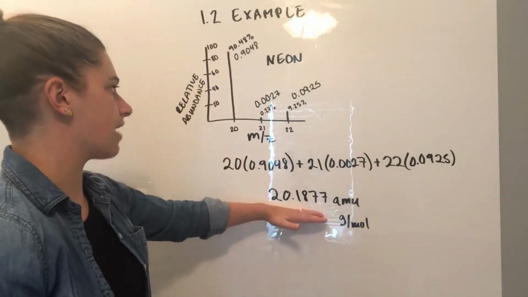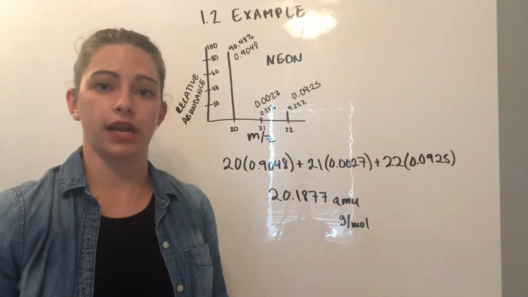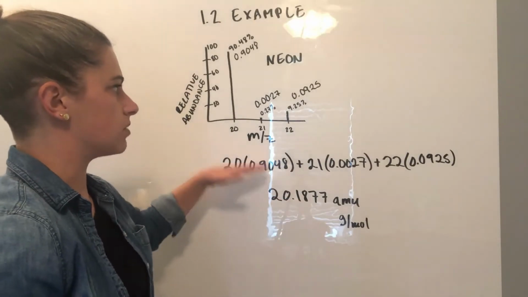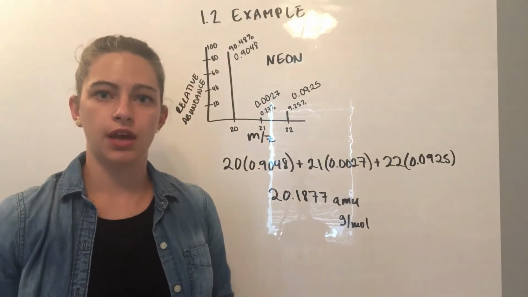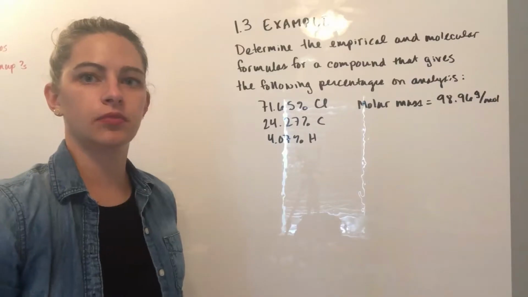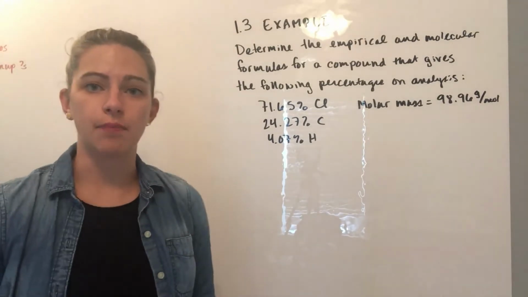If you know that this is your average, you know that you are going to have mostly isotope 20, because that's how you're going to get that close to 20. So we can use these numbers and this logic to kind of go back and forth between our graph and our calculations. This video is going to go through an example for topic 1.3.